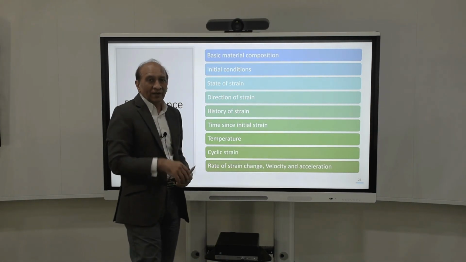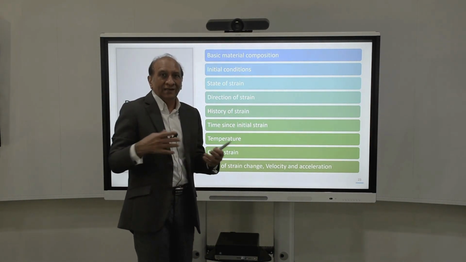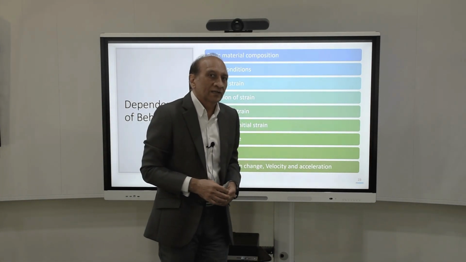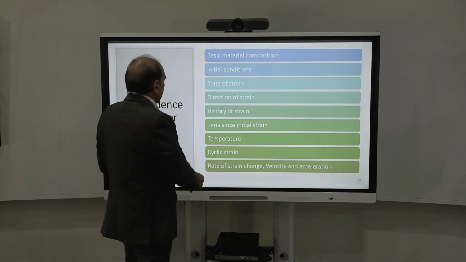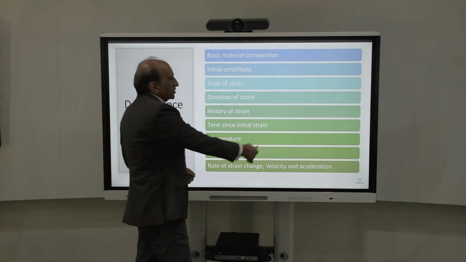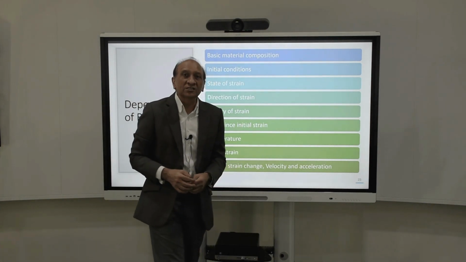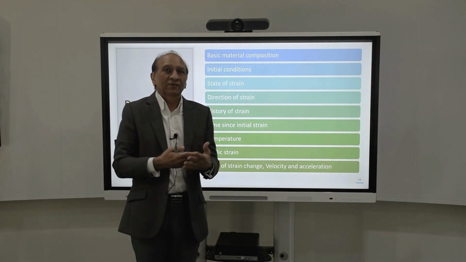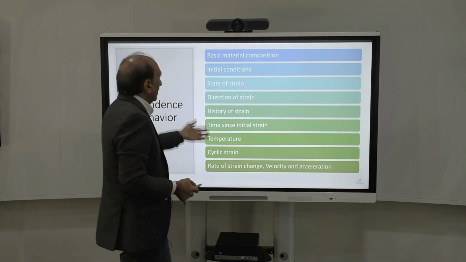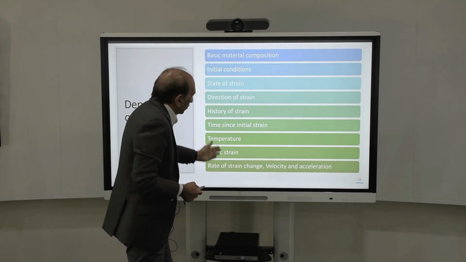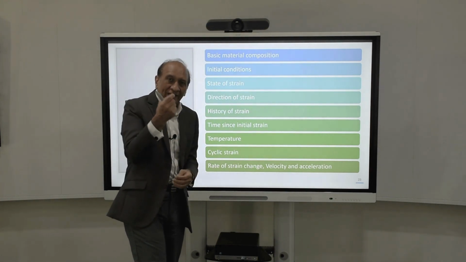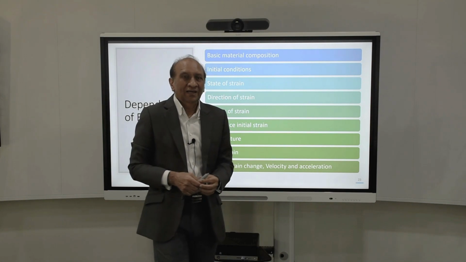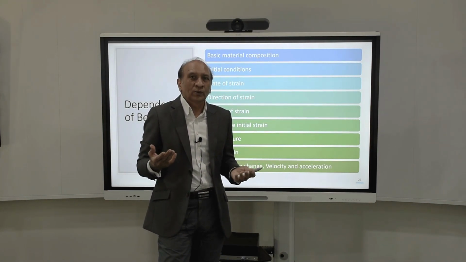Cyclic strain. If a cyclic load is applied, degradation would have occurred. How will we incorporate that into the current analysis? Rate of strain: velocity and acceleration will change, frequency will change. So not only do we have so many properties, we also have properties which depend on so many other considerations. So picking one property out of that is all we are doing.